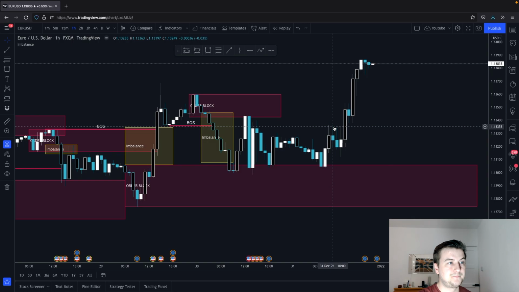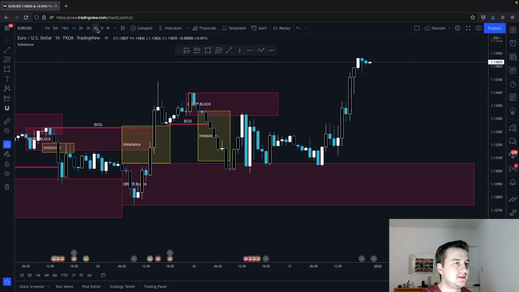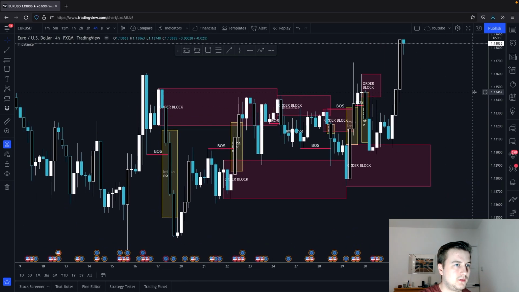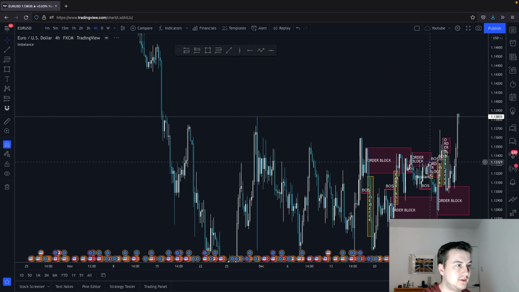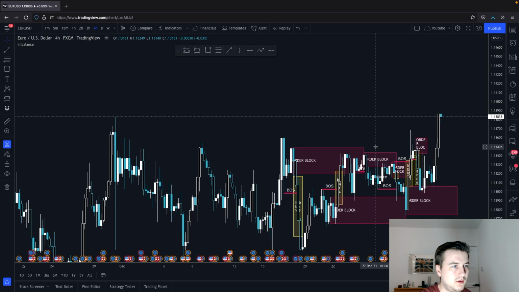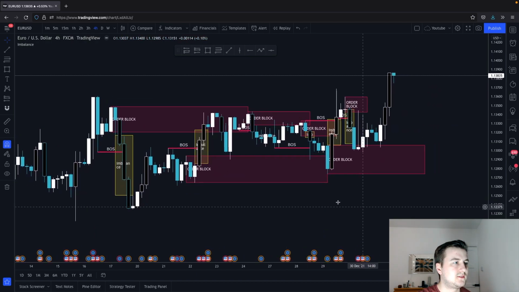Not always going to get it. Hopefully most of the time you do. But yeah, it's just a little bit of extra information I've added there. But as you can see, price literally just ping pongs off of the order block areas. So it hits this one, comes down. There's another one here, it hits, comes down. It's quite easy to see how price works when you start drawing them out like this.